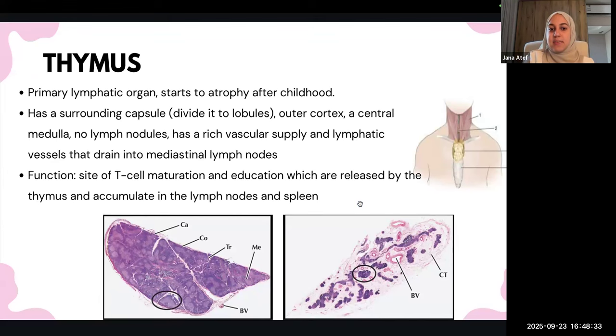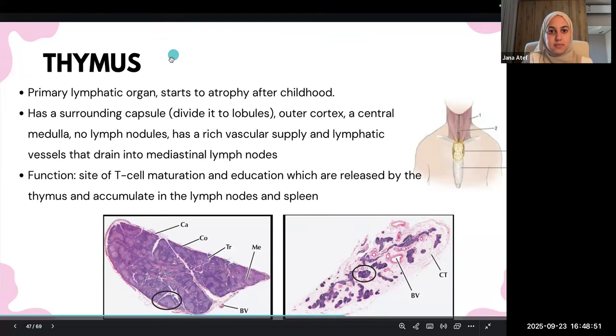They're released by the thymus and then they accumulate in the lymph nodes and the spleen. Okay, so they're not stored in the thymus because you can't store them there, since it's going to die. We said the thymus is not going to be there forever. It's just a temporary organ. So you can't store the T cells there. They're made in the thymus, matured and educated there, and then they leave and go to the lymph nodes and the spleen.